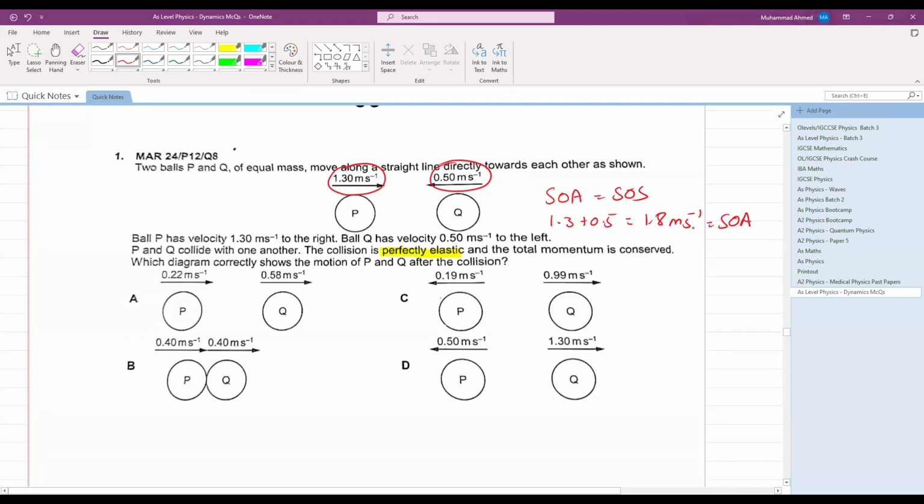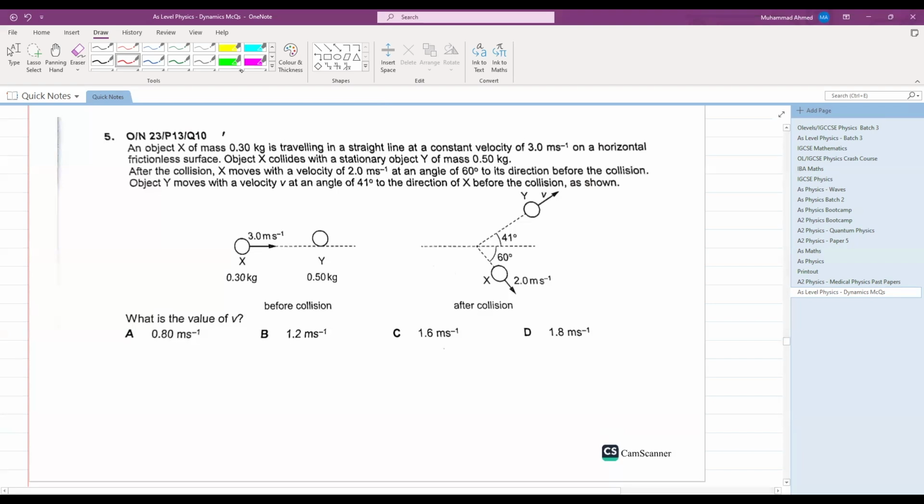We will select an option in which speed of separation is 1.8. If you analyze option D, this is acting towards the left, this is acting towards the right. Speed of separation, if both velocities are in opposite direction, is what? Adding both the velocities, 1.8 m/s minus 1. Let's further move ahead. Okay, let's see this.